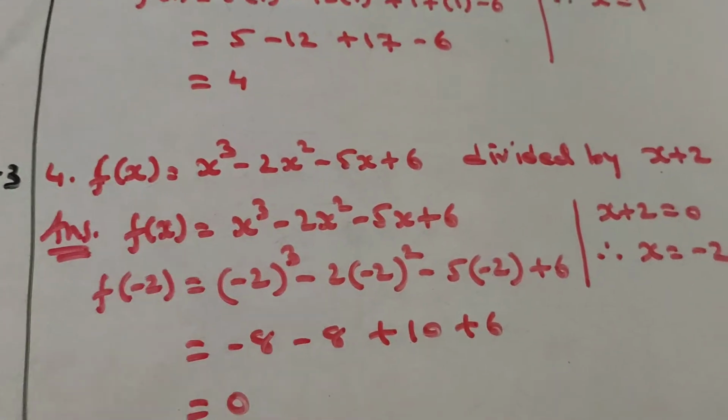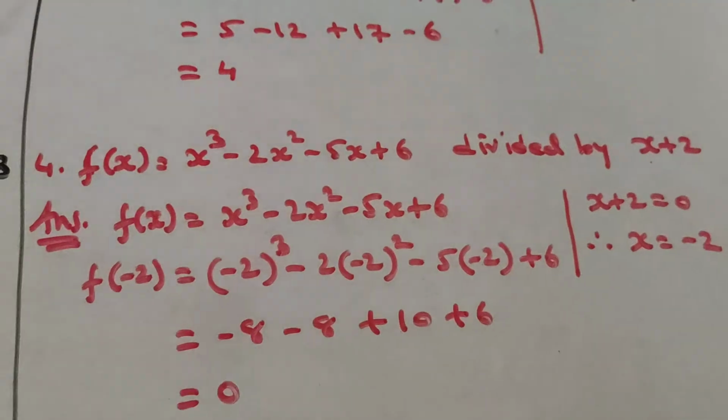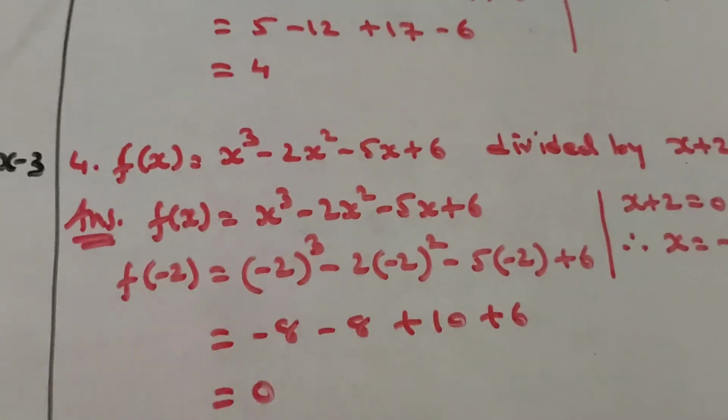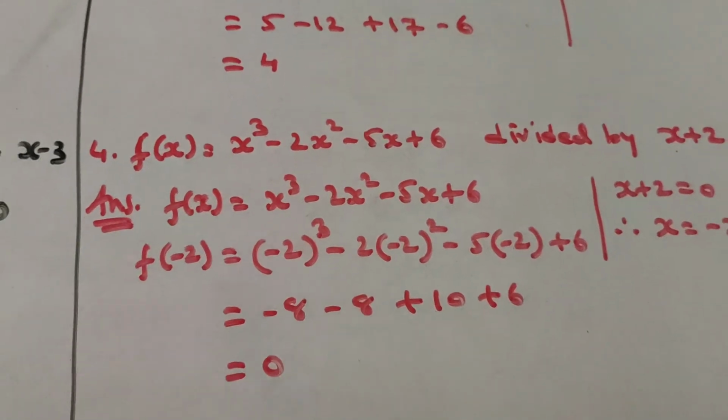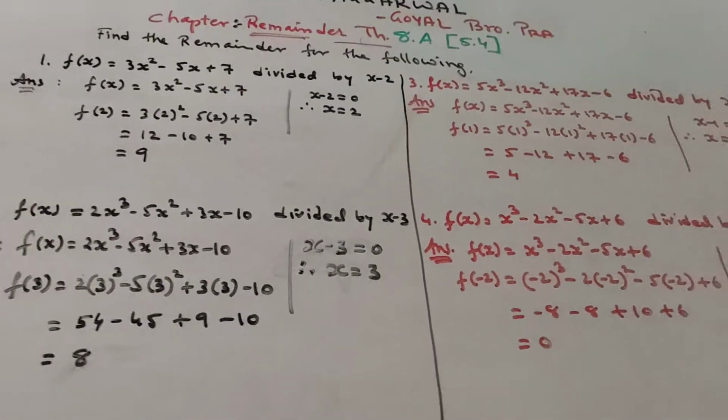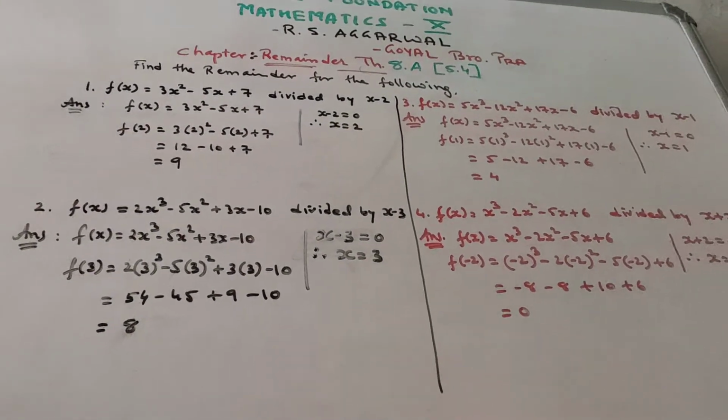So this is how we are able to find out whether the divisor is a factor or not. But the question says what is the remainder? So that's why we are just stating only the remainder. So this is how we do the sum. I hope you understood these sums.